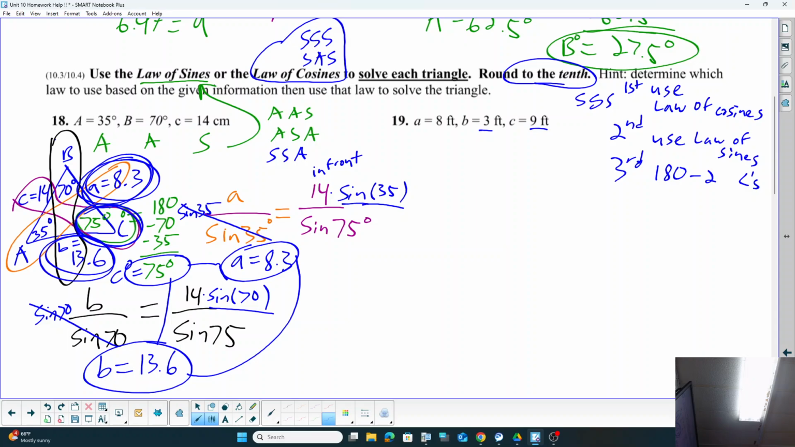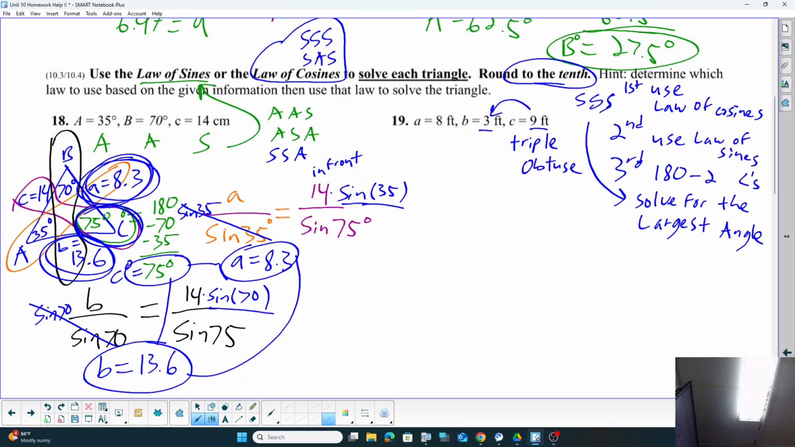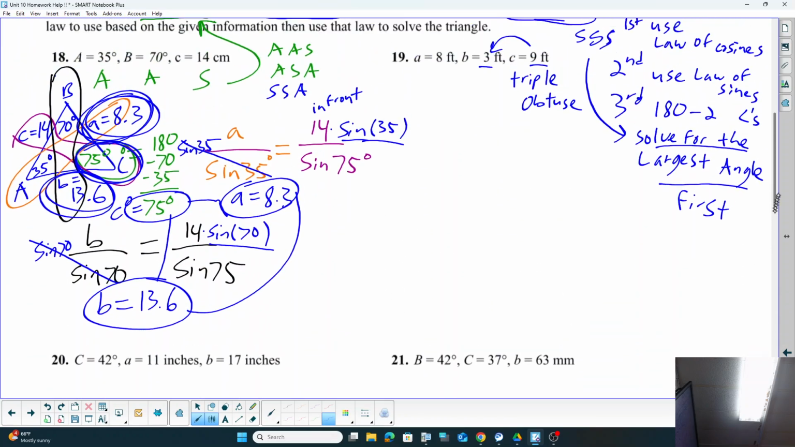Cool. But also with side, side, side, we have to solve for the largest angle first. Otherwise, like in this problem, you could get it wrong. Because little c is triple little b, that means this has to be obtuse. So don't do any acute triangle by accident. So solve for the largest angle first is what we want to do there.